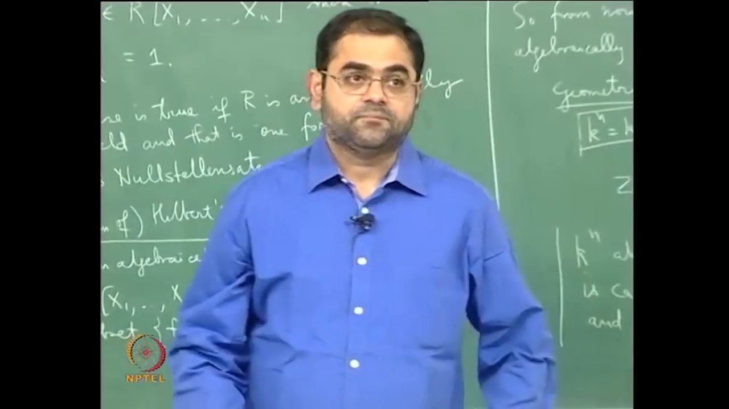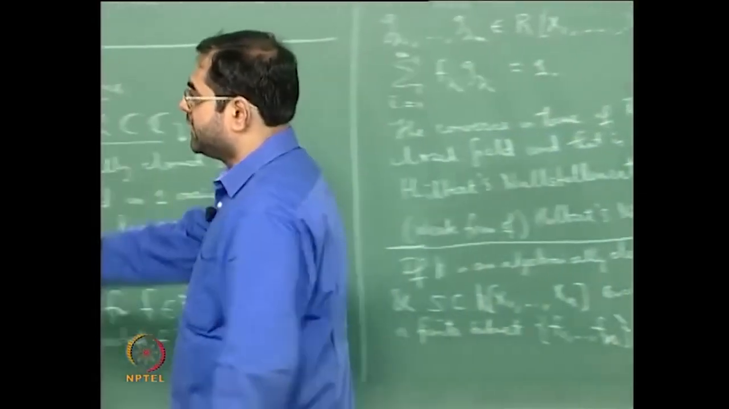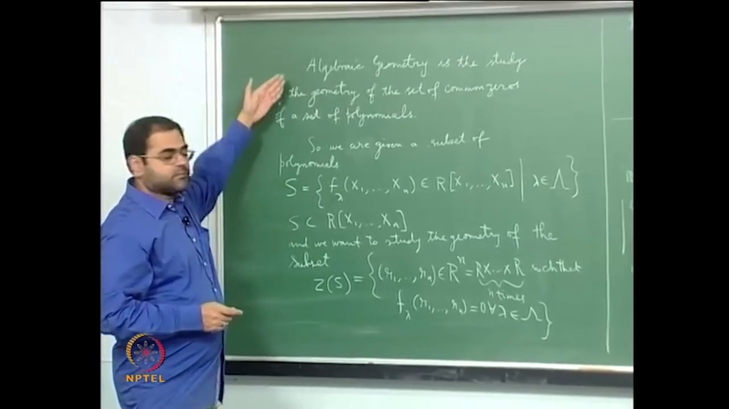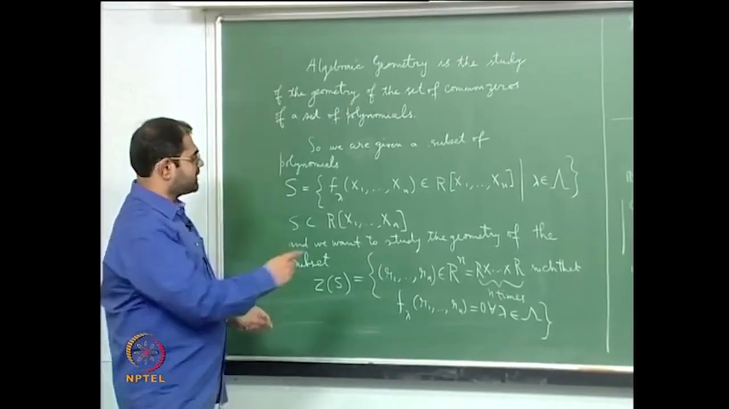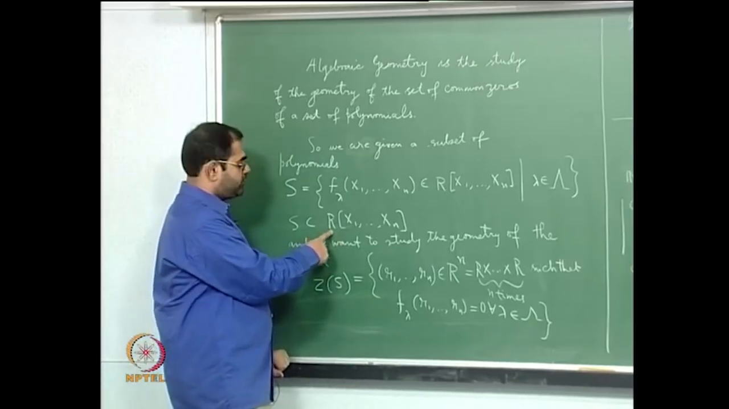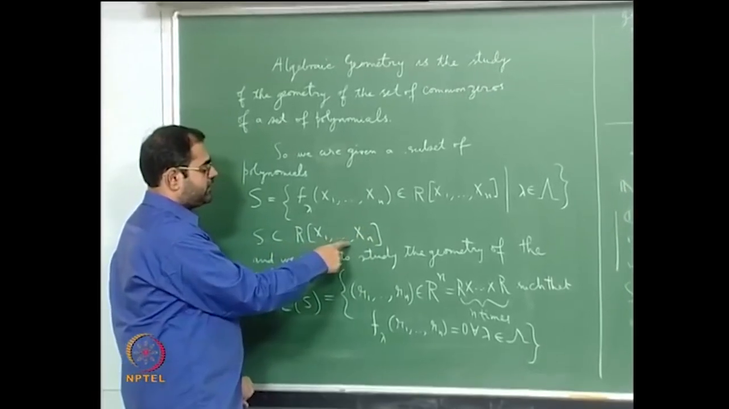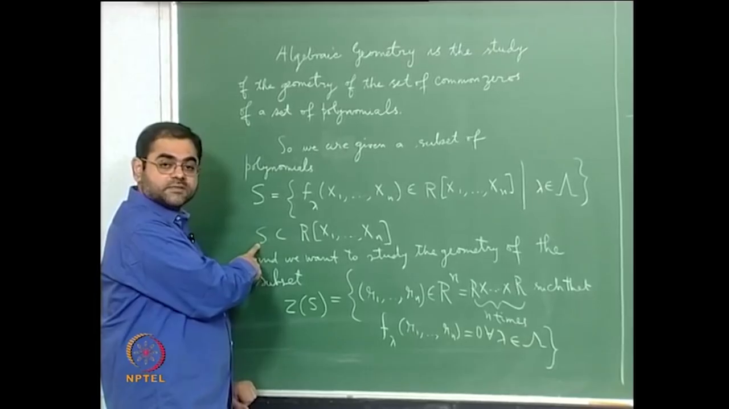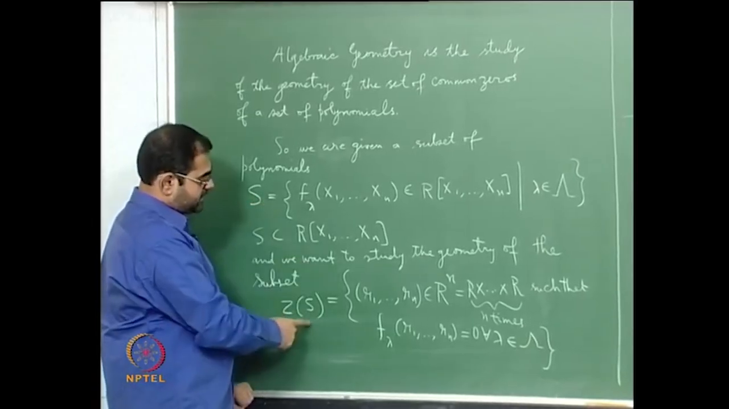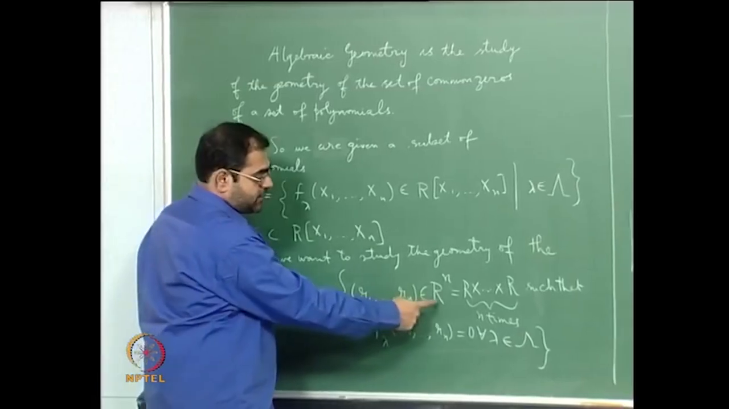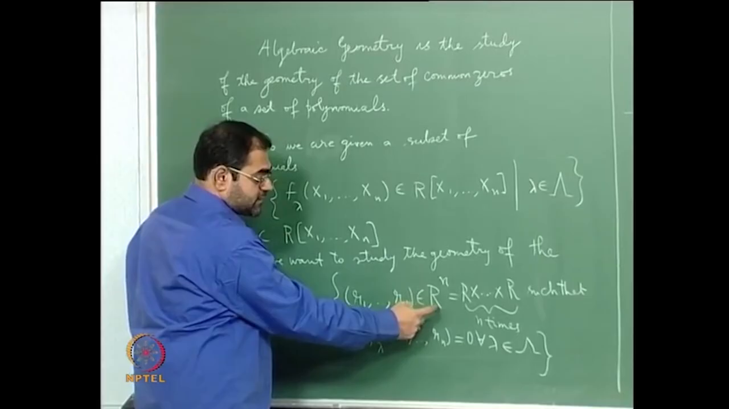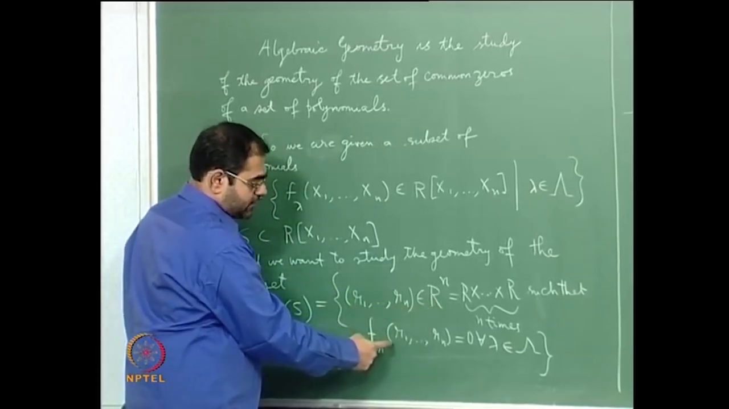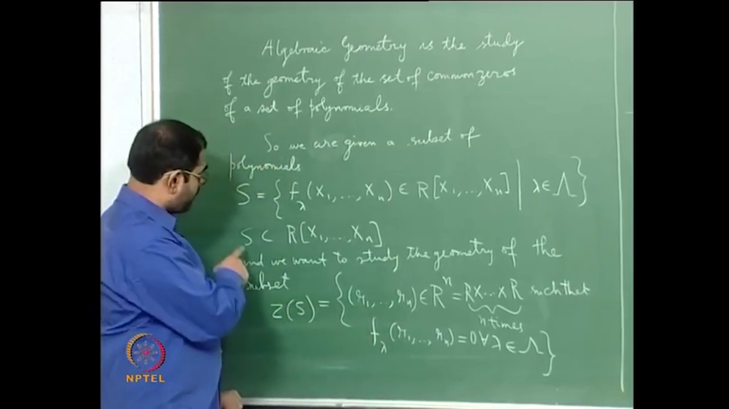Okay, so let me recall from the previous lecture. Algebraic geometry is the study of the geometry of the set of common zeros of a set of polynomials. You take a commutative ring R, then the polynomial ring over that ring in n variables, and you take a subset of polynomials and look at the zero set defined by that subset. It's a subset of the Cartesian product of R with itself n times, consisting of all those n-tuples which are common zeros of every polynomial in this set S.